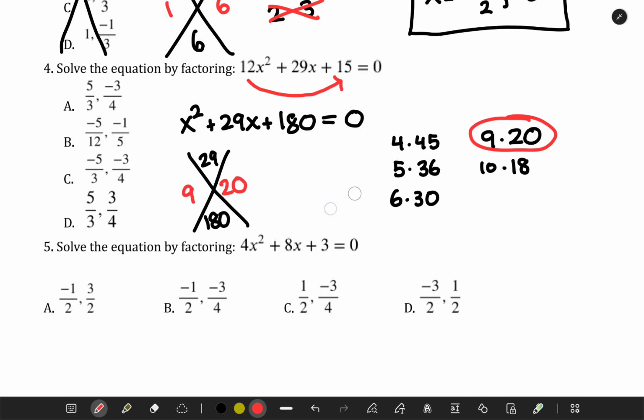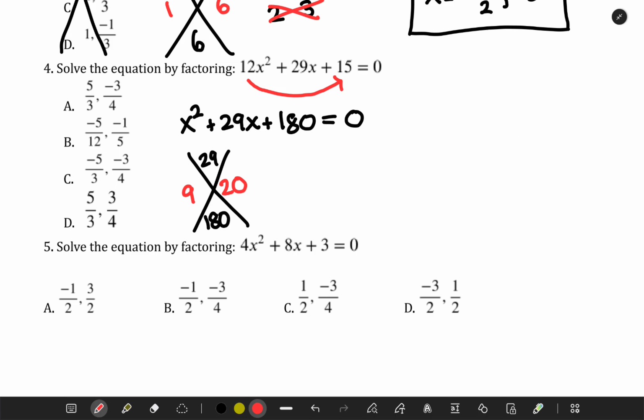Now that I have the 9 and 20, just like before, solve for x. X equals, instead of positive 9, it becomes negative 9. And instead of positive 20, it becomes negative 20. One more thing, though. We want to undo this. Instead of multiplying by 12 for our final answer, we want to divide by 12. So I'm going to write that as part of the answer.